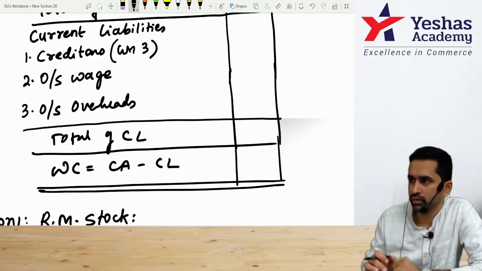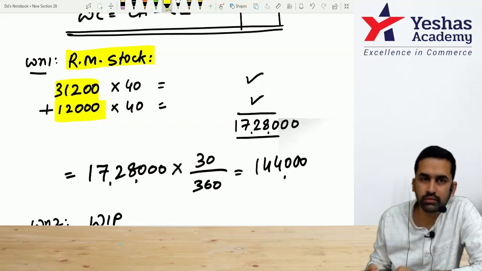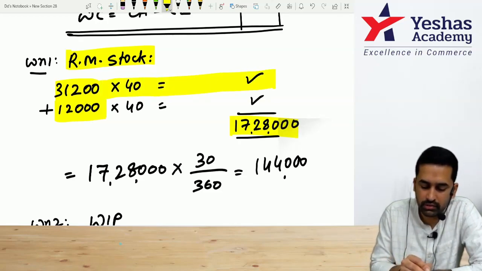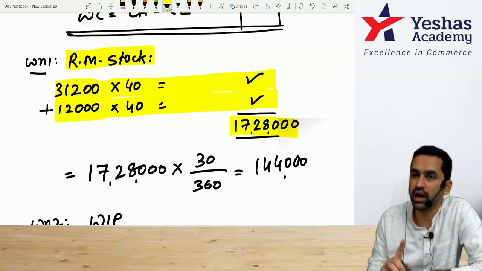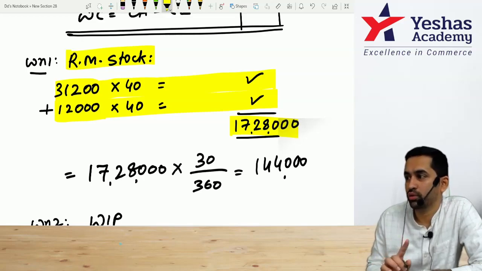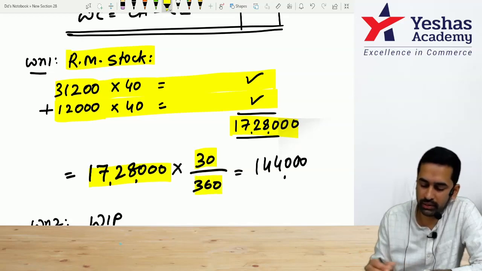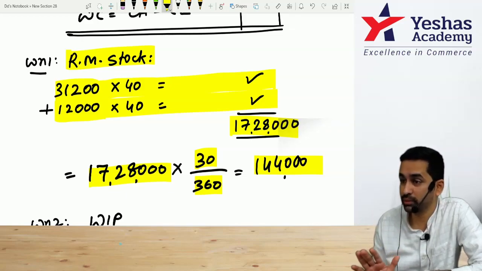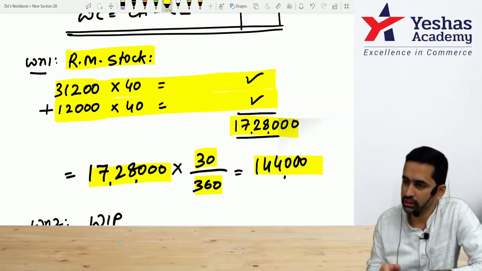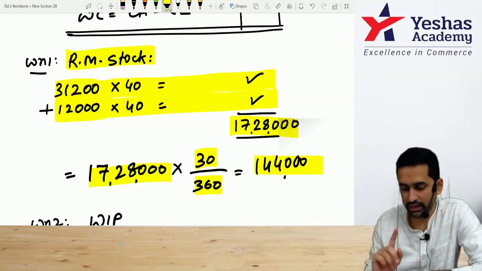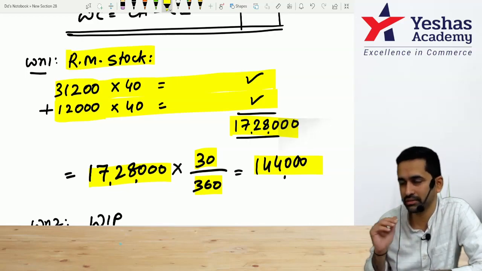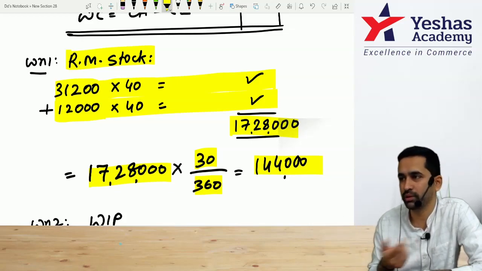Now, we'll have to go slow. Everybody. When we did this RM stock in yesterday's class, we used to take this number itself, 1728, and work out. When I did 31,200 into 40 plus 12,000 into 40 and added both, this number was what number? RM consumption number. I have no opening stock with me, correct? And then I did into 30 by 360. What is the meaning of 144,000? Yesterday I explained, any day you come to my godown, this much of raw material should be with me, which means on 31st March when I prepare the balance sheet also, this much of raw material will be with me, correct? So in Galaxy 1728,000 you will consume plus 144,000 you will keep with you. That number is the total stock that you have to purchase. Opening stock is anyway 0. If you want to know, it is minus 0 because it's a newly formed company.